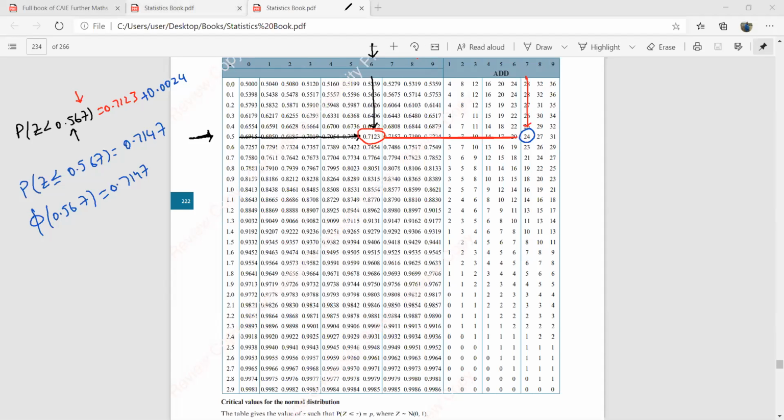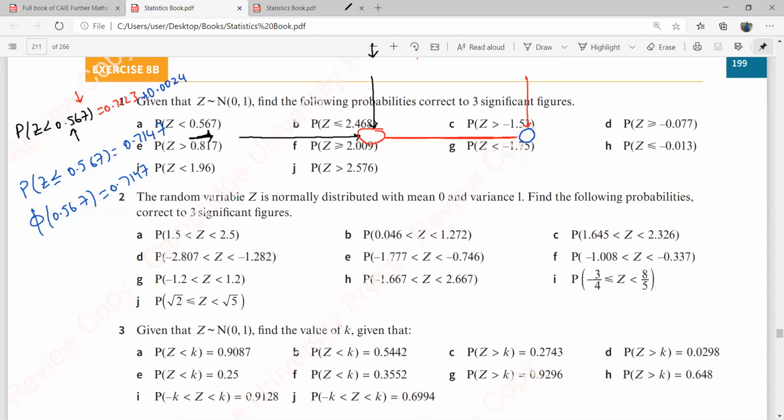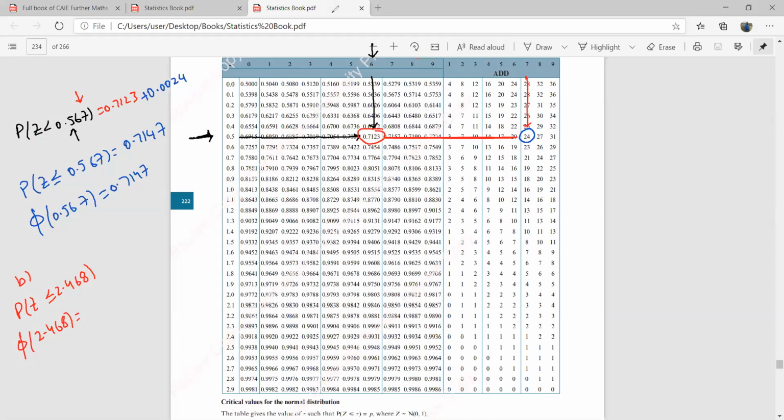Let me try one more. Let's see how to find the second part, the B part. It says the probability Z is less than or equal to 2.468. So this is basically phi of 2.468. So let's go to the table now. I'll go to the 2.4 first of all. Here is the 2.4. And again, I have 6 by chance, so I'll go down from the 6 here.